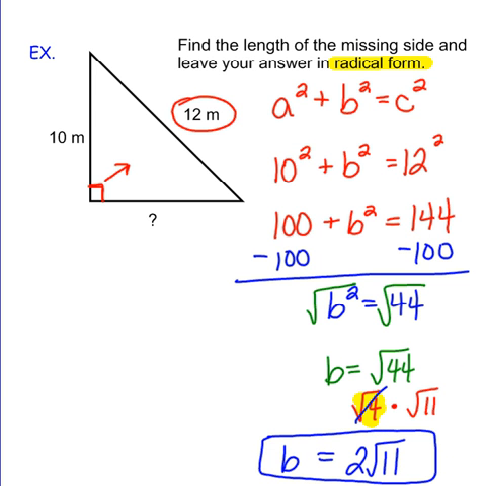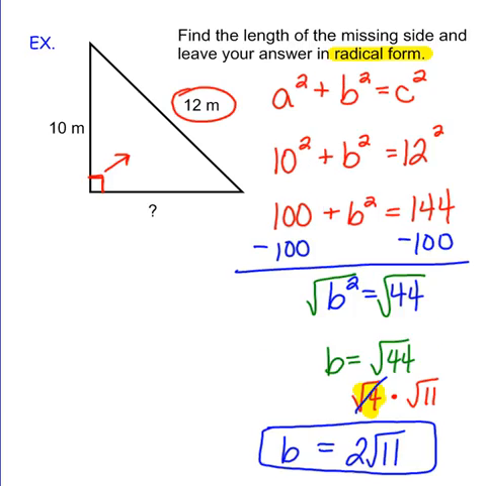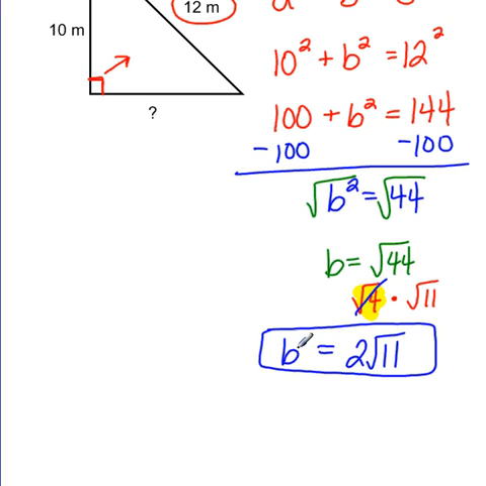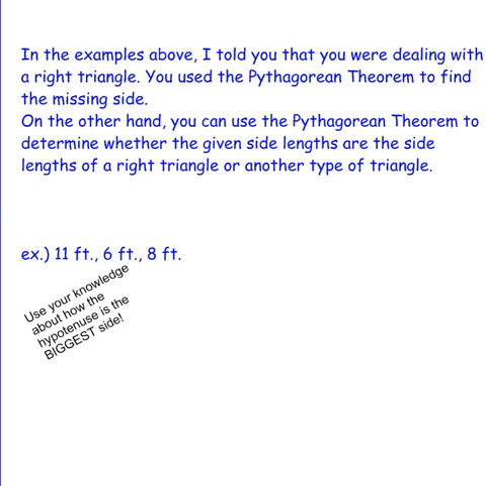So we have that b equals 2 square root of 11. All right, so we've solved the Pythagorean theorem two different ways. We've looked for a leg, and then up above we've actually found the hypotenuse. Now, this is not the only thing that you can do with the Pythagorean theorem. You can do some things like this. Let's talk about it.